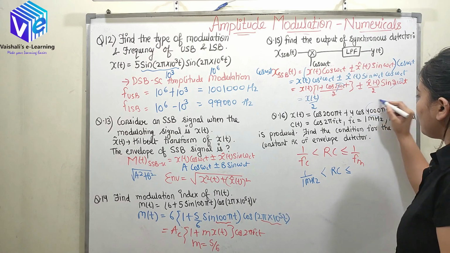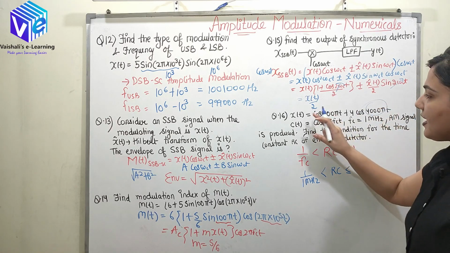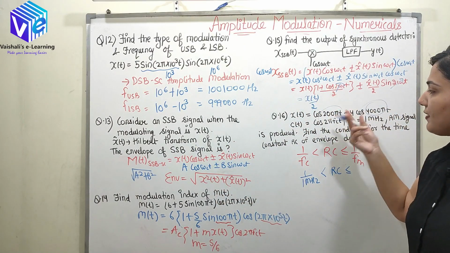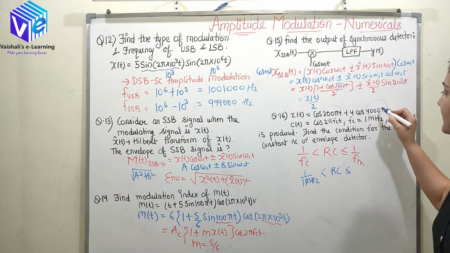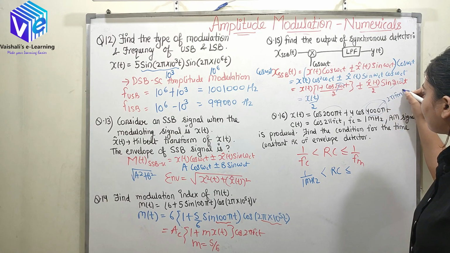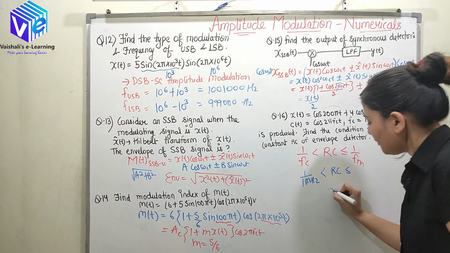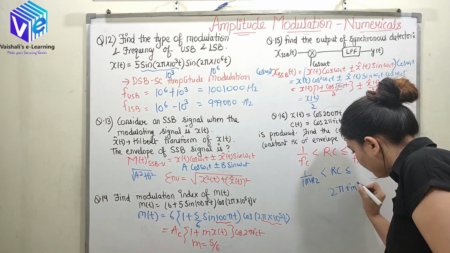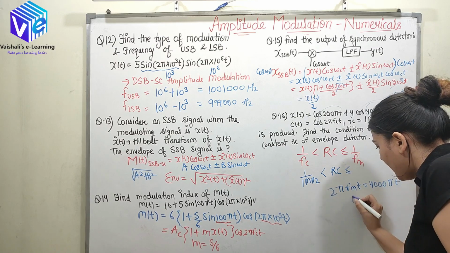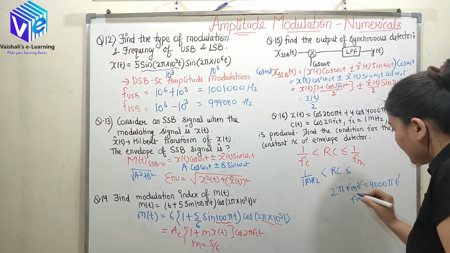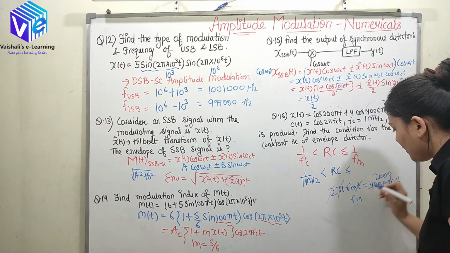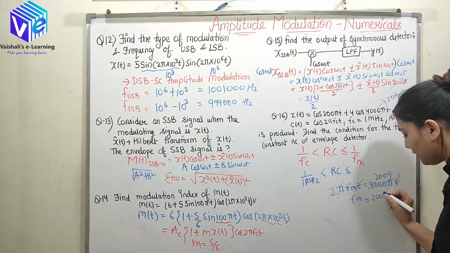So here, what is the maximum frequency? I'll be taking the maximum frequency of the message signal. This is the smaller frequency, I'll not consider it. I'll be considering the 4000 pi t. So it is 2 pi fm t, which is equal to 4000 pi t. Now t gets cancelled out, pi gets cancelled out, and 2 gets cancelled out. So fm is equal to 2000.